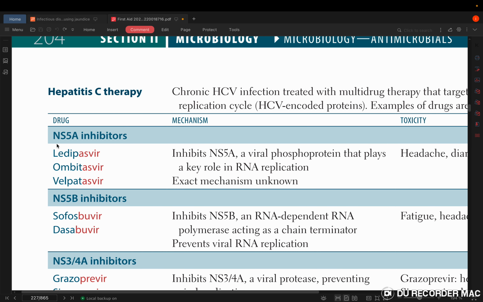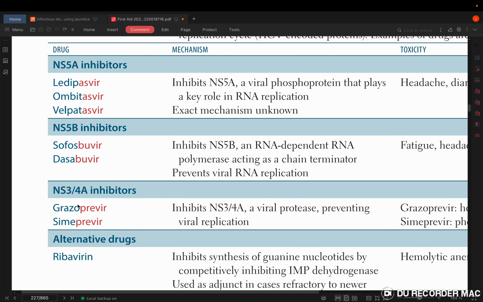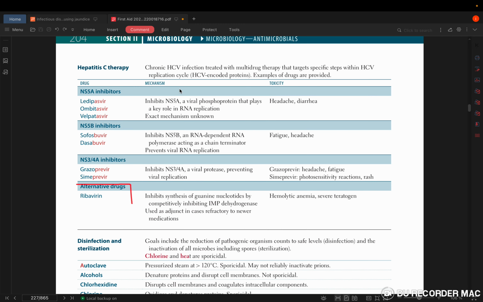Okay, so we have something called the NS5A inhibitor, the NS5B inhibitor and the NS3/4A inhibitor. The alternative drugs are high yield. The drugs themselves are low yield. So the -asvir drugs inhibit NS5A, which is a viral phosphoprotein that plays a key role in RNA replication. That key role you don't have to know because it's unknown. Anyway, they reduce RNA replication, which means you will have less RNA.